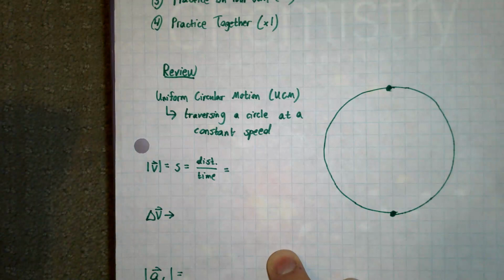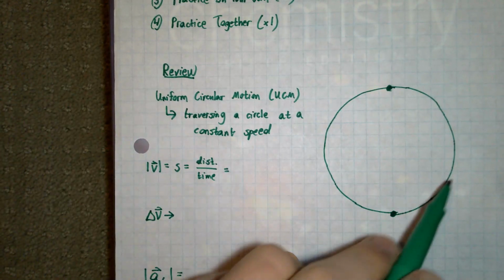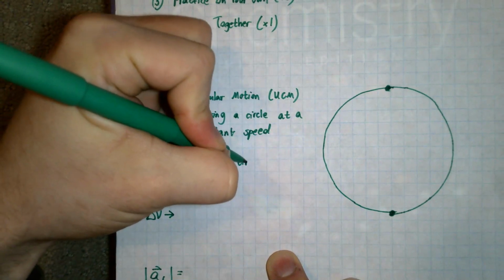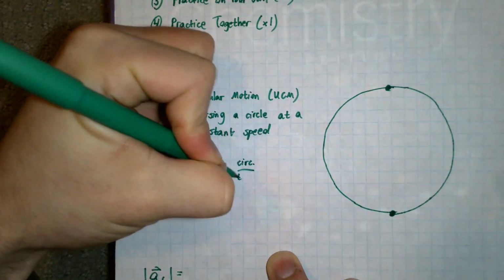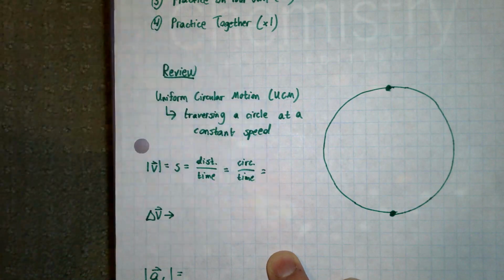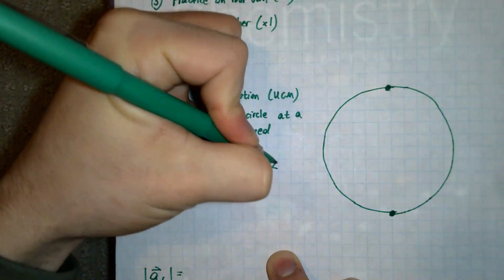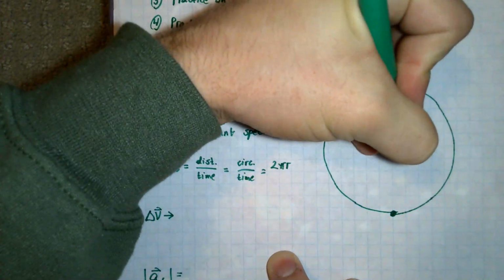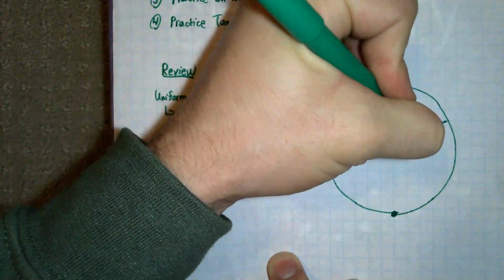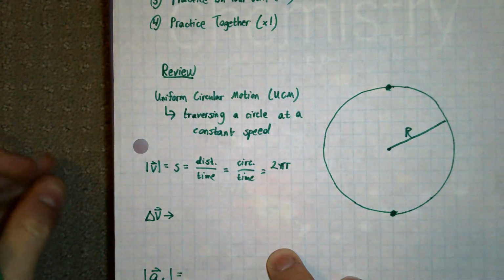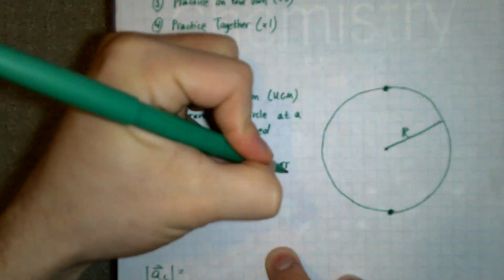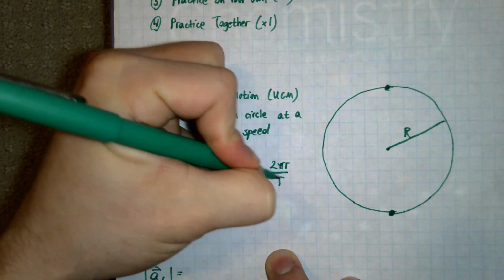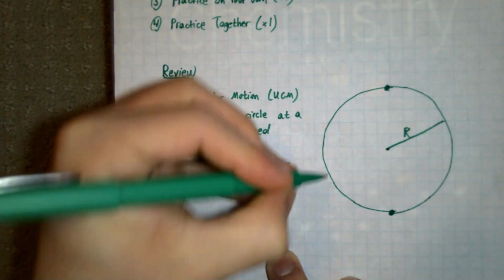For a circle, the distance that we'd be traveling is the distance around the entire circle, so that would be the circumference, still divided by time. We know the circumference of a circle is 2 times pi times the radius of that circle, right? Here's the radius of our circle. We'll call that big R, okay? Divided by the amount of time that it takes to travel all the way around the circle, and we call that capital T, or period.